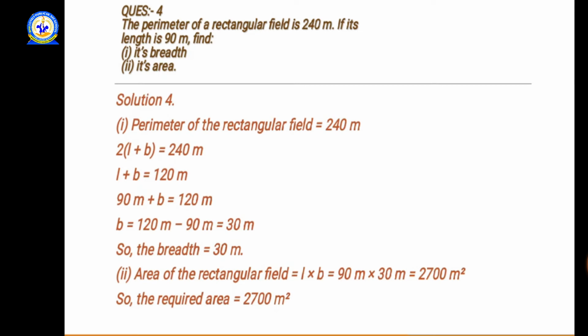In the second part, they said find its area. So we have to find the area of the rectangular field. Area of a rectangular field is equal to length into breadth. Length is given in the question, that is 90 meter, and breadth we found, that is 30 meter. So length into breadth is 90 meter into 30 meter, that is equal to 2700 meter square. So the required area of the rectangular field is 2700 meter square.